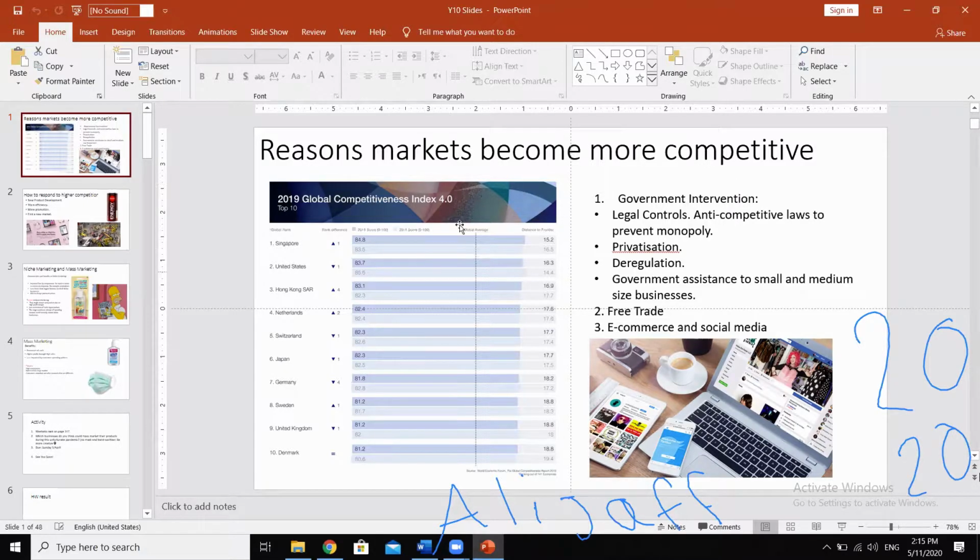By the way, whatever I'm talking about right now is not related to the first slide. The slides to this introduction, you already have them. We had them in class before the pandemic. So it's not related to reasons markets become more competitive, by the way. It's just an introduction to marketing. So what I'm talking about is on page 142.